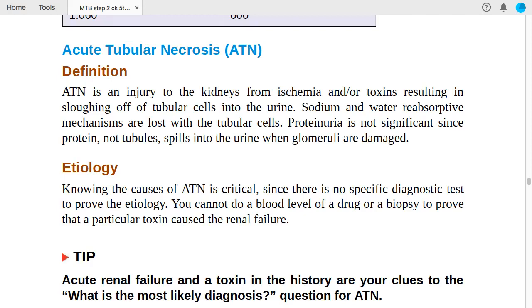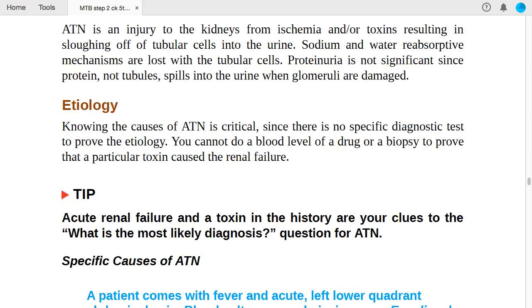Now, oliguria, acute renal failure and a toxin in the history are your clues to the most likely diagnosis question for ATN. So, acute renal failure and a toxin. In the history you need to evaluate whether it's a case of ARF or if it's related to a toxin. They are the clues for you. They will help you in making a most likely diagnosis, and mostly this question is for acute tubular necrosis. They are actually asking you for the diagnosis. They give you a scenario and you need to confirm the diagnosis.